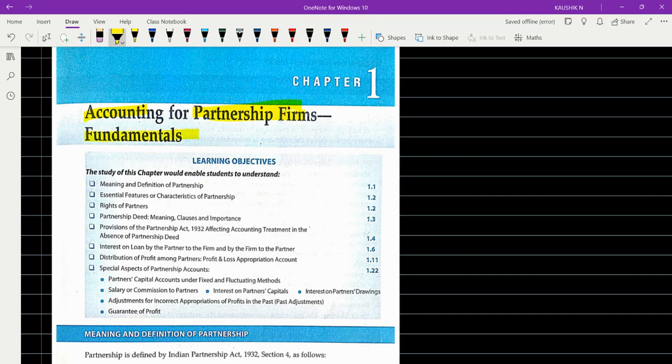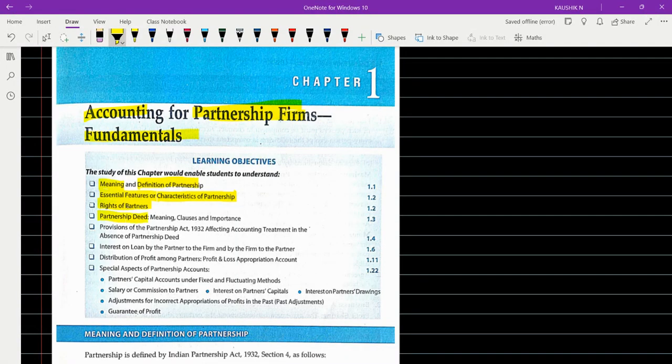Fundamentals. So here what you're going to learn is, you'll first have clarity about what a partnership business is all about, the meaning of partnership, and also the definition of partnership. So meaning and definition of partnership you'll be learning from this chapter. And then you'll learn some essential features or characteristics of partnership. Obviously you have learned this in grade 11 under BST. Again you'll be learning it in accountancy. Then you will have to understand what rights a partner can enjoy, and then the partnership deed.